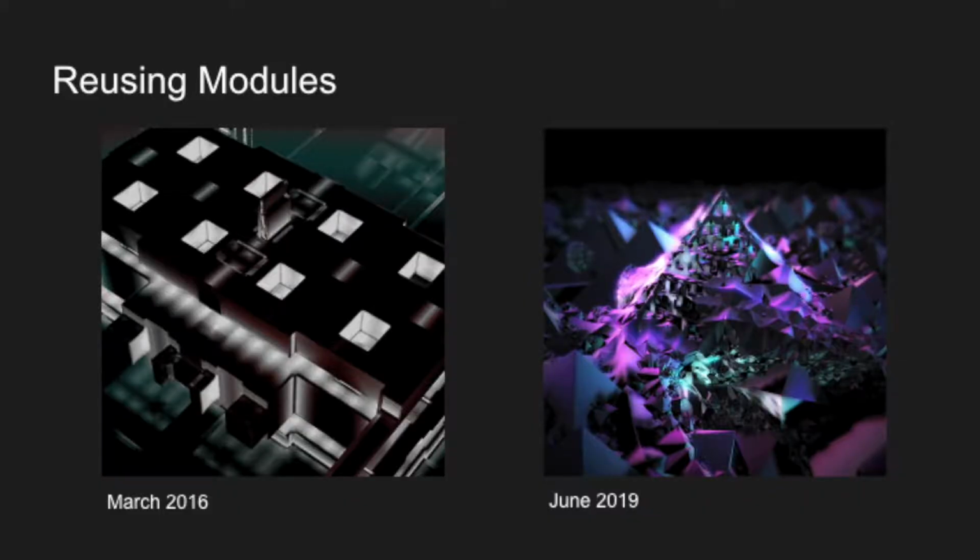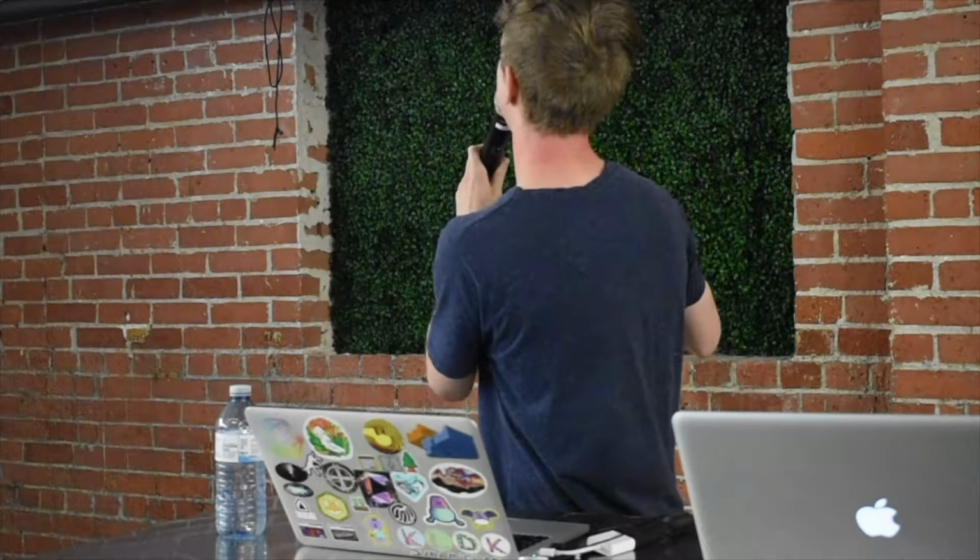Same with this Menger sponge technique. It's a type of fractal where you just subtract a bunch of cubes from an object in a certain pattern. I made it in 2016, and whatever geometry I have, I just apply this function, and then it just looks really cool.